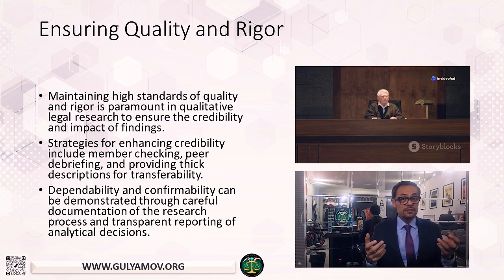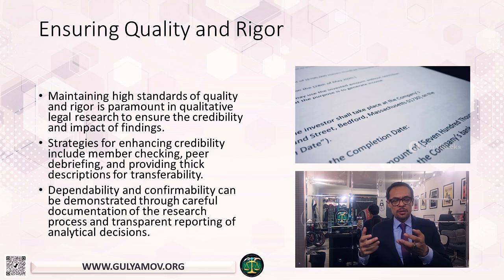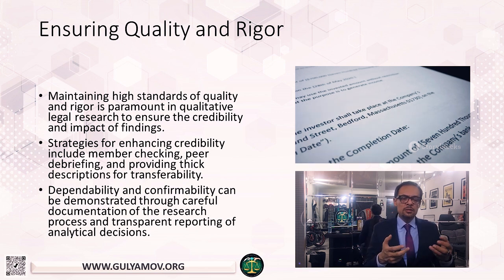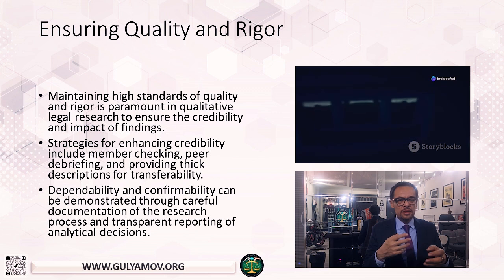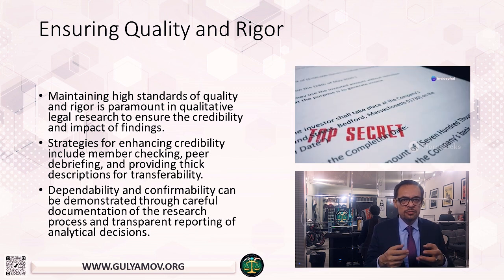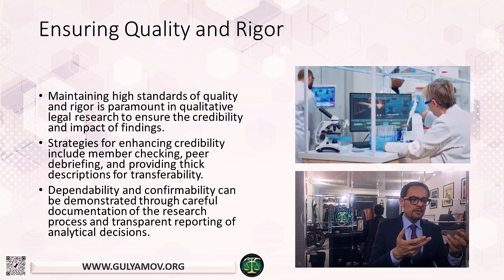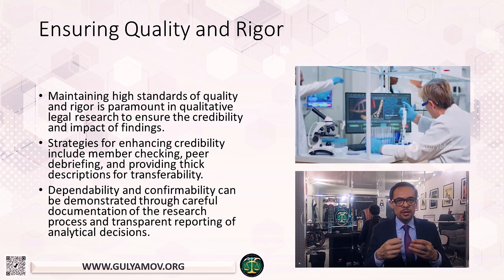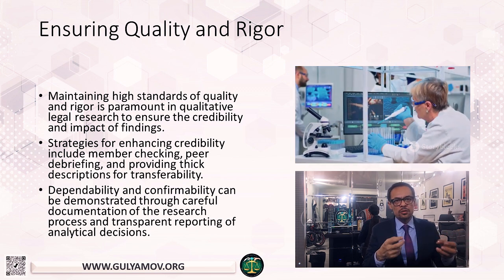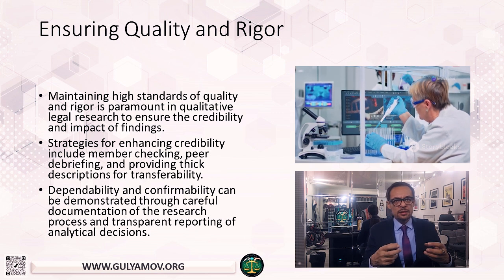These software packages facilitate efficient coding processes, allowing researchers to quickly identify and categorize relevant segments of text, ensuring quality and rigor. Maintaining high standards of quality and rigor is paramount in qualitative legal research to ensure the credibility and impact of findings. Trustworthiness in qualitative research is often assessed through criteria such as credibility, transferability, dependability, and confirmability.